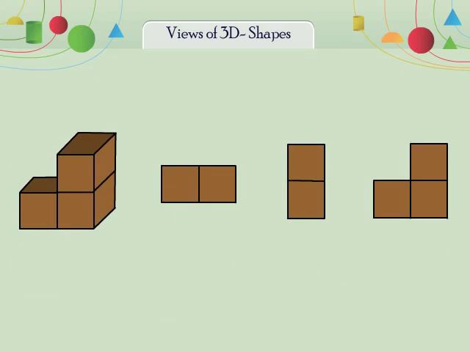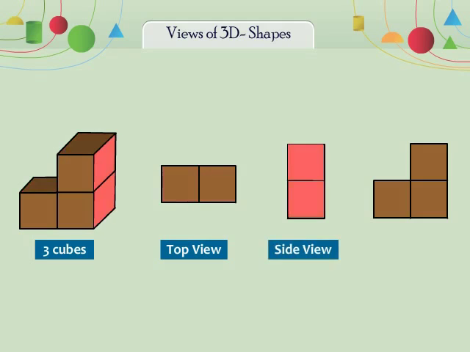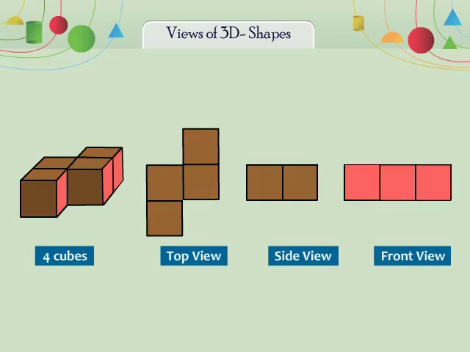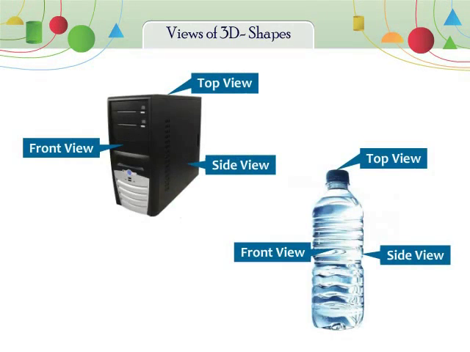First, let us see different views of solids made of 3 cubes. Its top view, side view, and front view. Now let's see a solid shape made of 4 cubes. Let us see the front view, side view, and top view of some more objects.